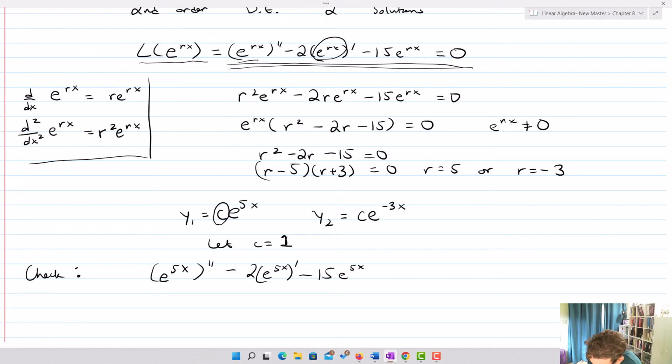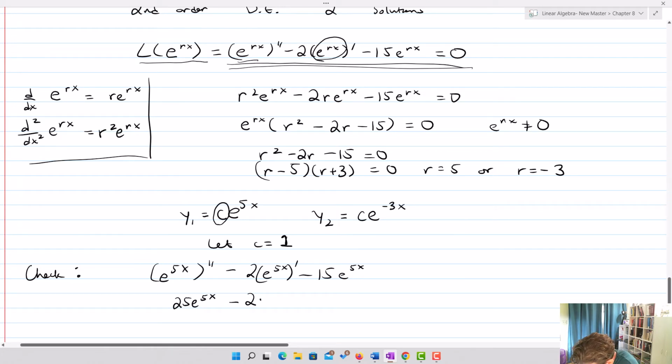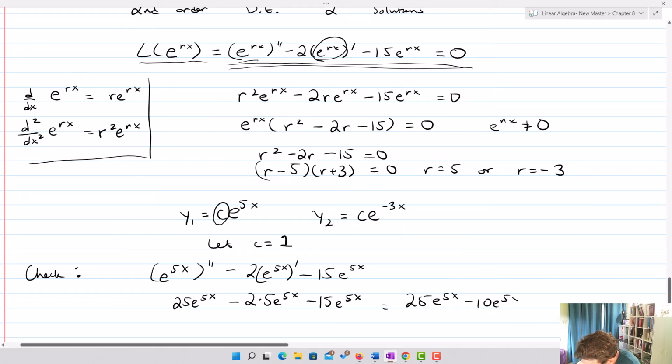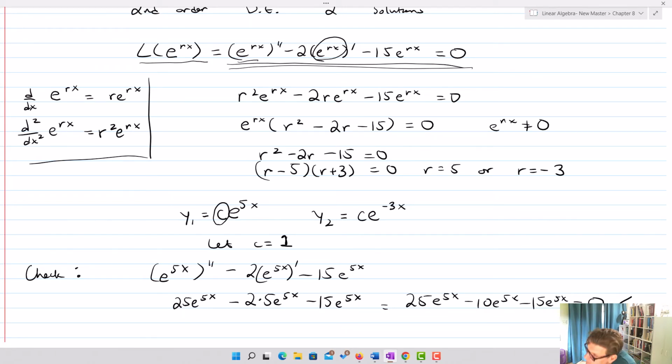So e to the 5x double prime is going to be 25e to the 5x minus 2 times, and this is 5e to the 5x, minus 15e to the 5x. So that equals 25e to the 5x minus 10e to the 5x minus 15e to the 5x, which equals 0. So yeah, that's the solution. Okay? Put a constant in front of it, you're going to get the same thing occurring. We can actually do that with the constant if we wanted to.